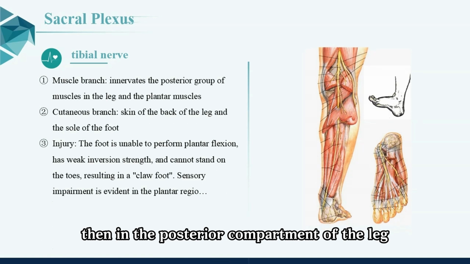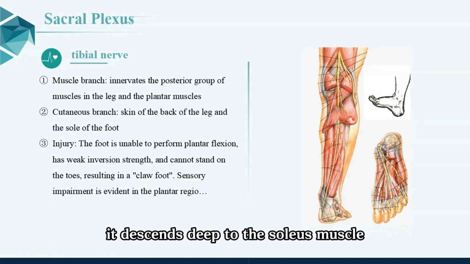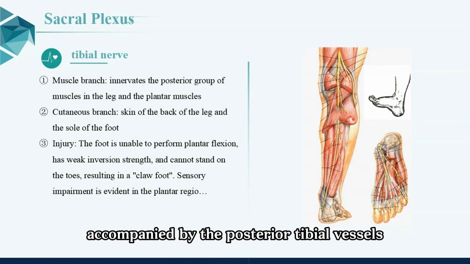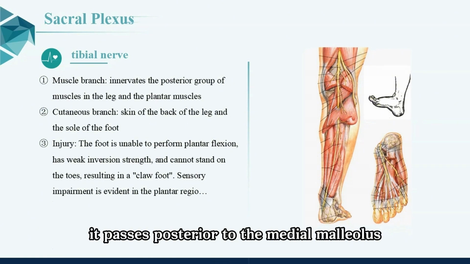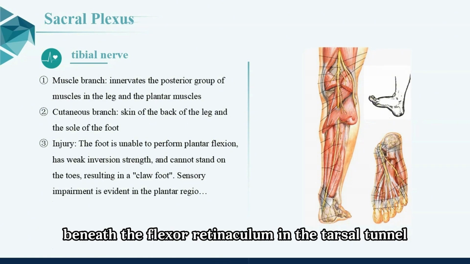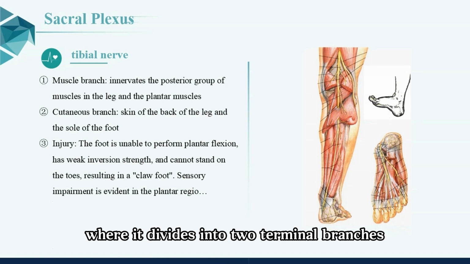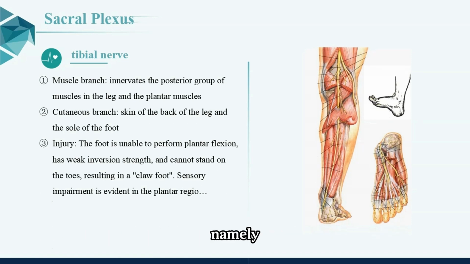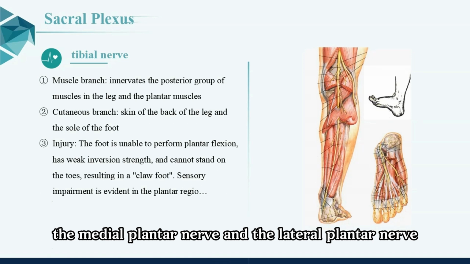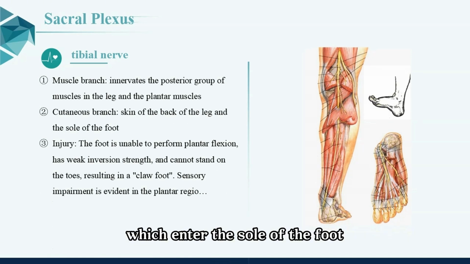Then, in the posterior compartment of the leg, it descends deep to the soleus muscle, accompanied by the posterior tibial vessels. It passes posterior to the medial malleolus, beneath the flexor retinaculum in the tarsal tunnel, where it divides into 2 terminal branches, namely, the medial plantar nerve and the lateral plantar nerve, which enter the sole of the foot.